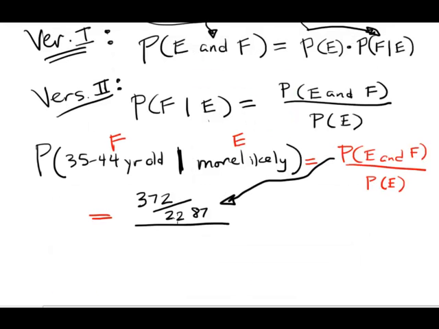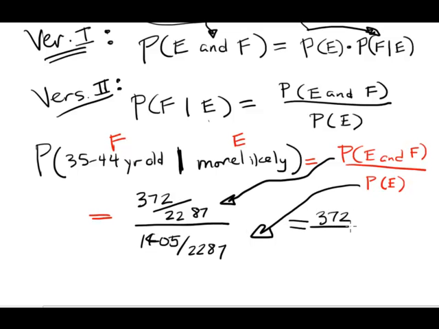I'm going to do that down here in my formula. So my denominator is 1405 all over 2287. Now, if you learned way back in the day that when you have a fraction divided by another fraction, we actually don't divide fractions, we multiply and flip the second one, right? That's called the reciprocal. So it really turns out to be 372 over 2287 times the reciprocal of this denominator here, so it's 2287 over 1405.